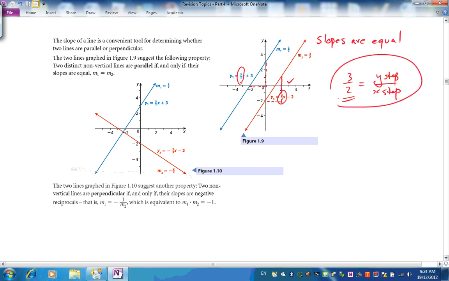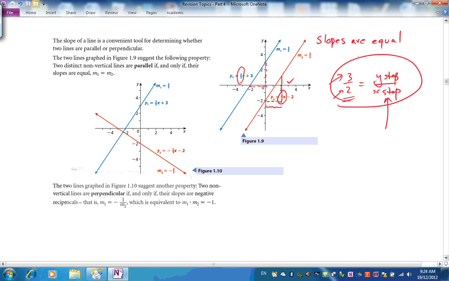So it's worthwhile remembering that ratio. The slope is the vertical step, or the y step, divided by the x step. And generally we look at creating that by doing the x step first, as I did here. Take a point on the line, move in the x 2, and then move up in the y 3.